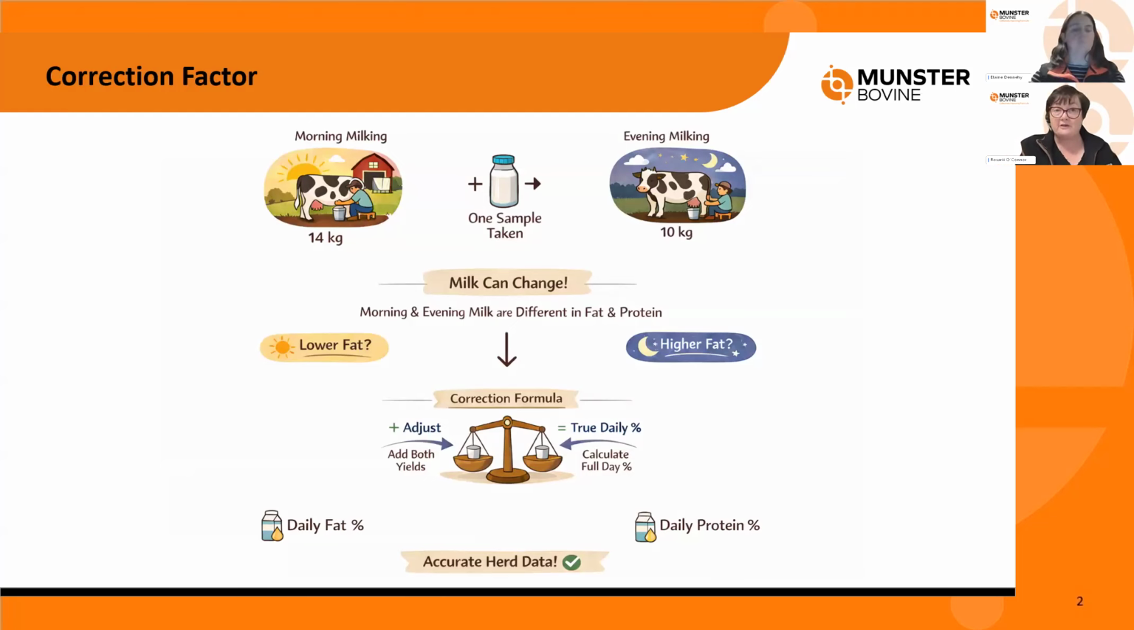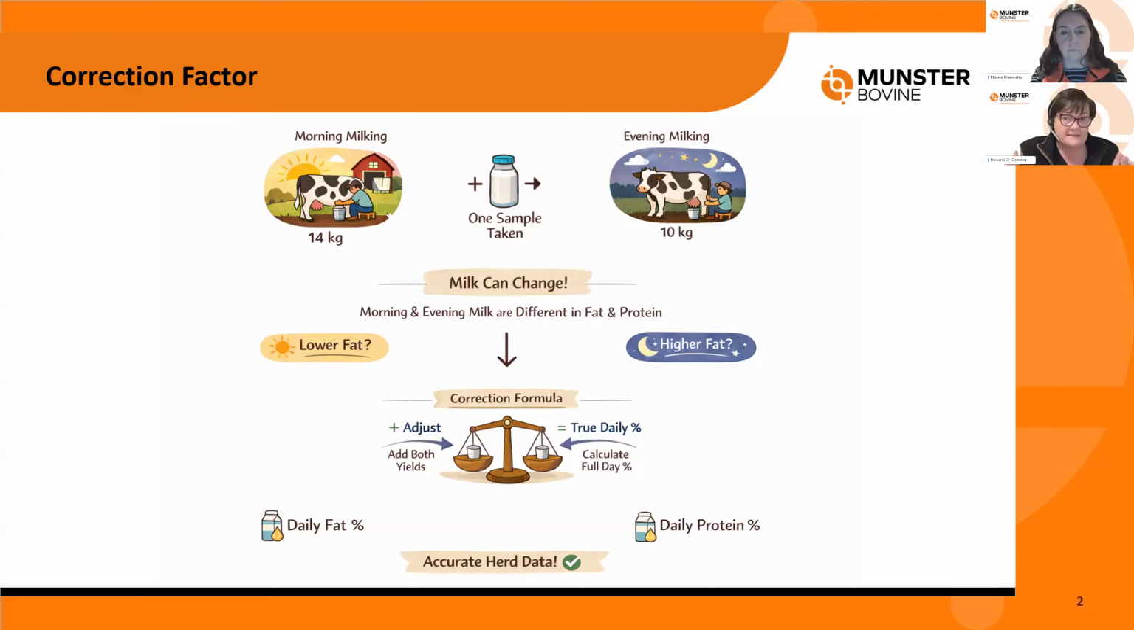So the next thing we're going to look at now, this is another query we get from farmers, is how do we calculate a 24-hour fat and protein when we're only taking 1 sample? We do this by using a correction factor. And the correction factor uses what we know about milk. There is a correlation between the yield of the cow and the fat. So the higher the yield, the lower the fat, and the lower the yield, the higher the fat.